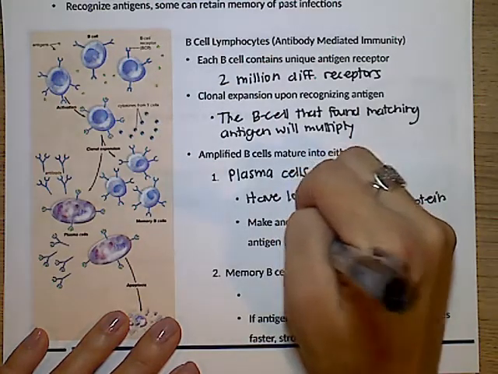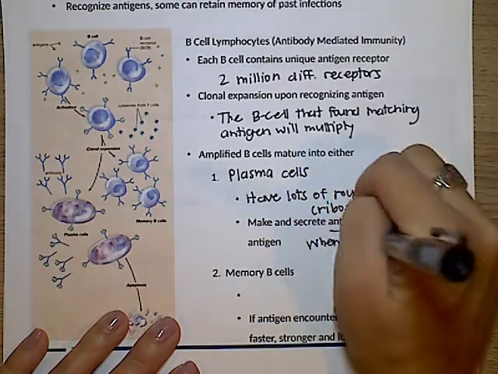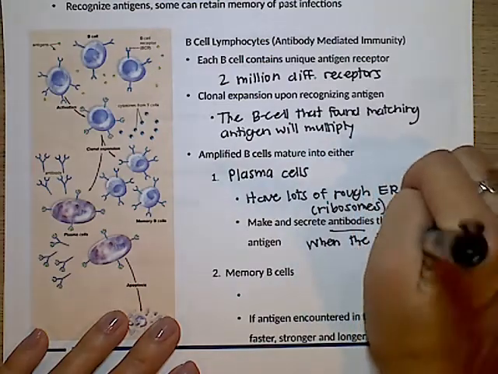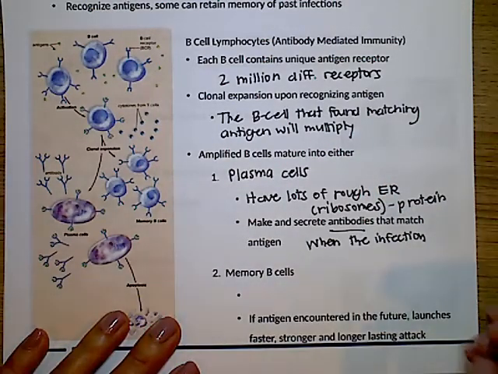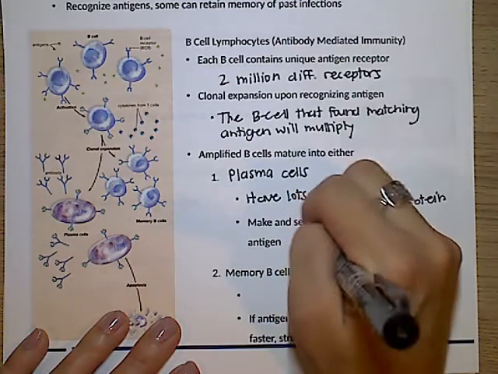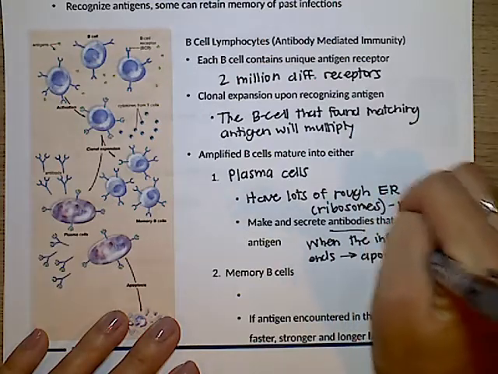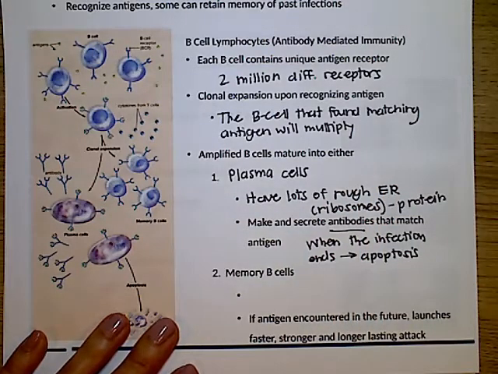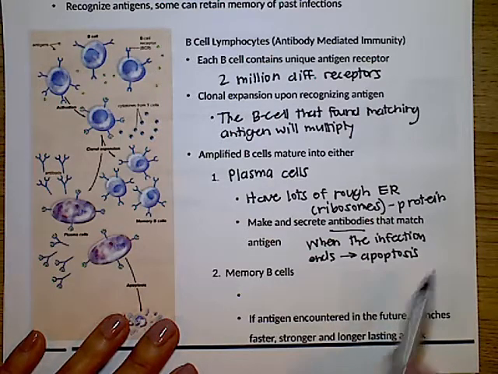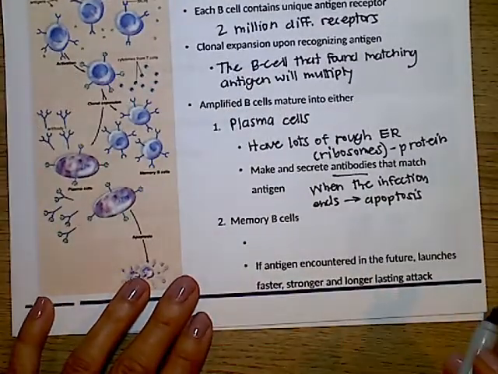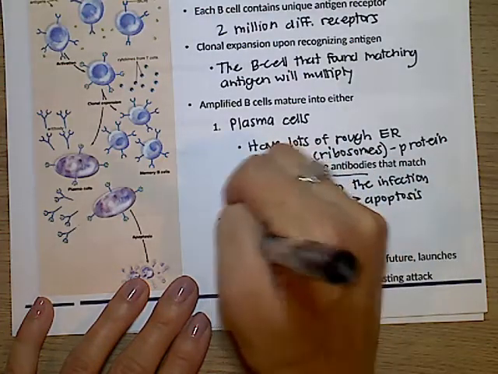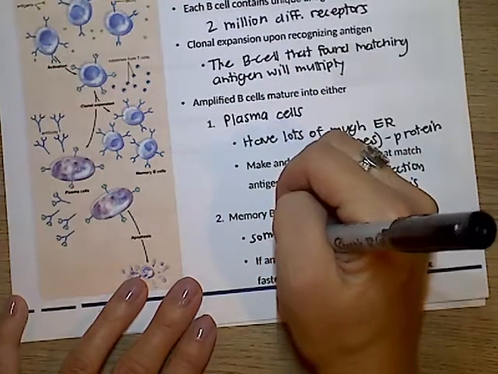And then when the infection ends, they undergo apoptosis. Remember, that's programmed cell death because we made all these copies of them, and when the infection is gone, we no longer need them. So they'll go through apoptosis. But the memory B cells will stay, some of them will stay in the body to remember the antigen.